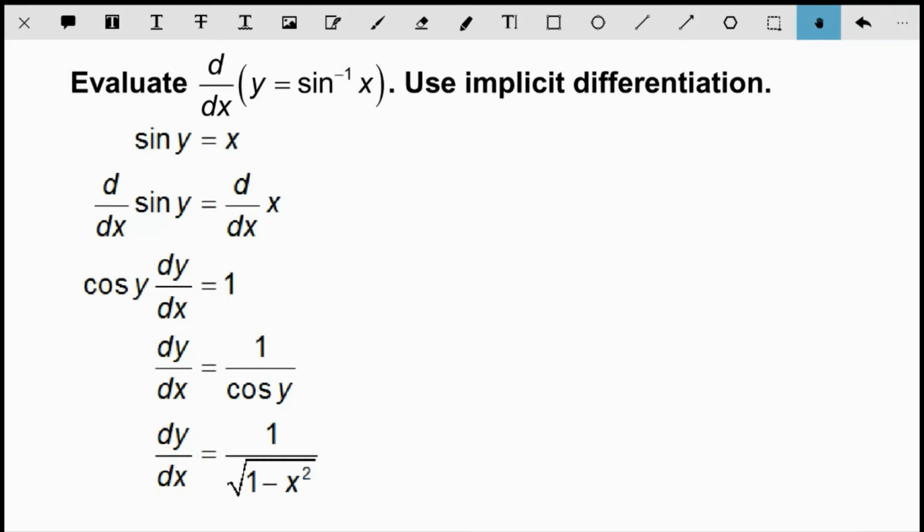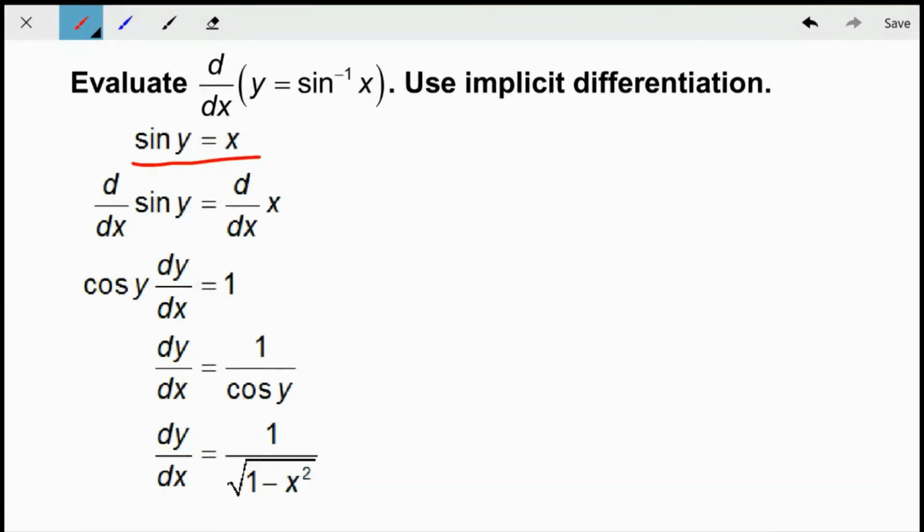So we're trying to find the derivative of the inverse sine of x. Right now, we're going to assume we don't know a rule for inverse sine of x. So what we're going to do is rewrite this equation in a form where we can take the derivatives. I took the sine on both sides, and that gave me sine of y is equal to x. And now I can take the derivative. I'm just going to take the derivative on both sides with respect to x, and that gives me cosine y dy/dx is equal to 1, and then solve for dy/dx, and I get 1 over cosine y.